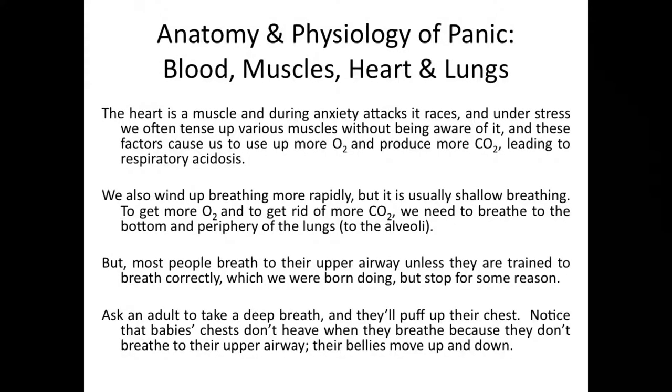So when you're tense, you're using up oxygen and you're generating carbon dioxide and you're starting to put your blood out of balance. You start breathing more rapidly, but not more deeply. You can move a lot of air up here, but it's not going to the right places in your lungs. And where is the right place? The bottom and the periphery of the lungs. We want to get it to the alveoli, because when we get out of balance, our pH starts to shift. Y'all know pH, right? Bases and acids, neutral is 7. We've got a very narrow window, as we'll see.